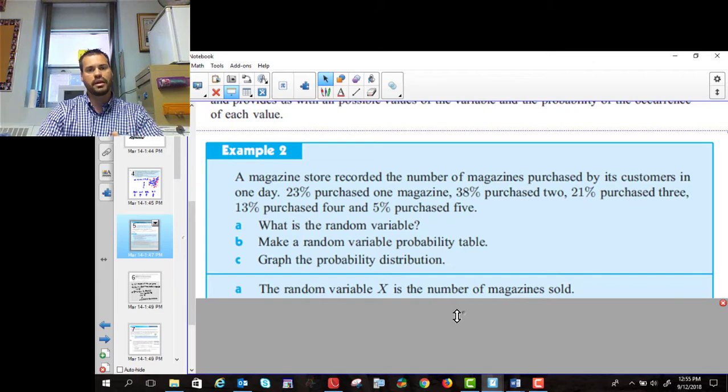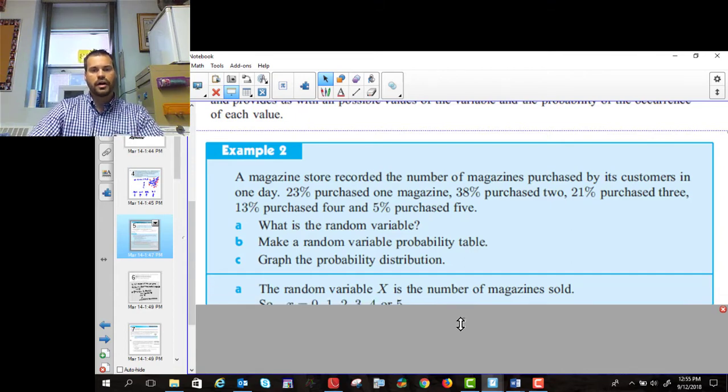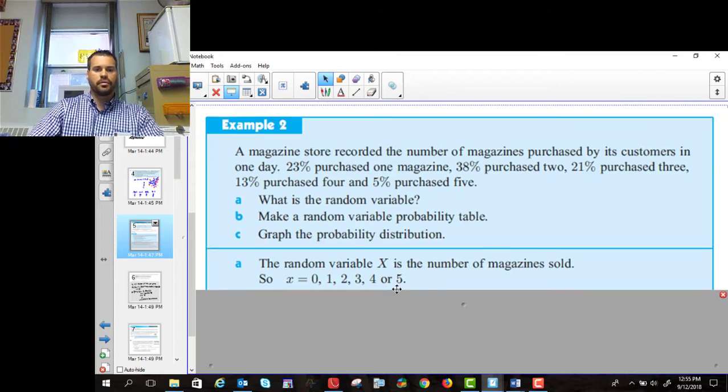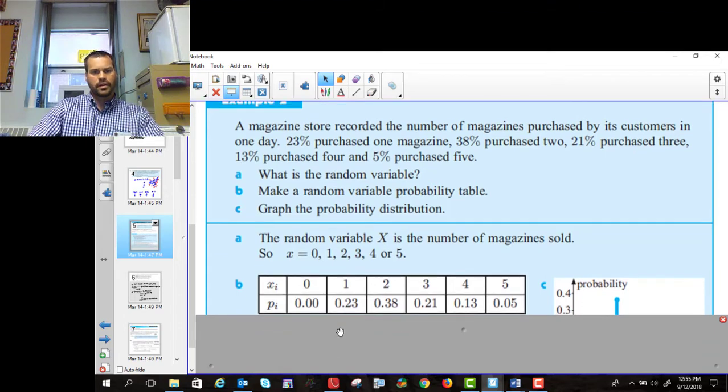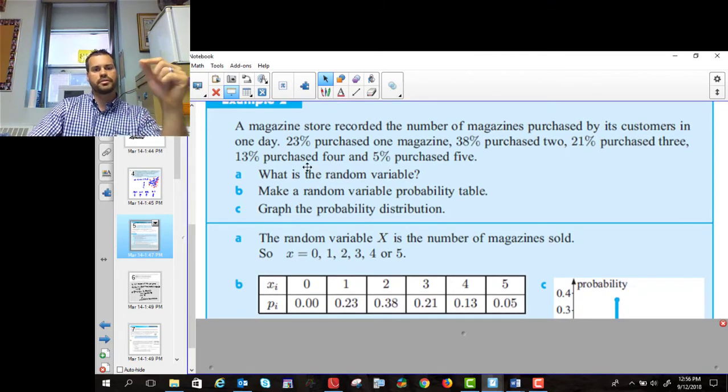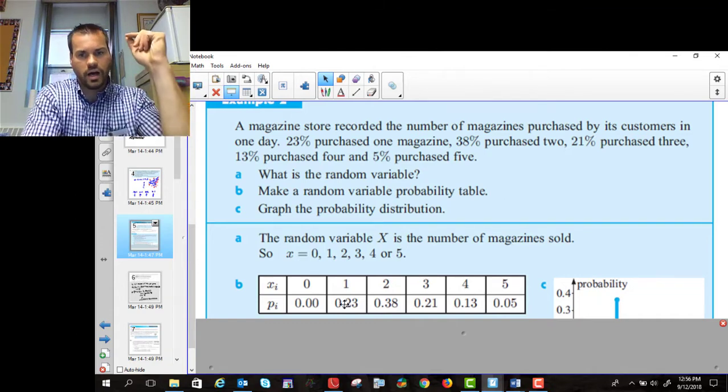So 23 and 38, that's 61, then 21 more makes 82, and then 13 and 5. I was at 72 there, that's what, 85, that's 90, so I must have added that up wrong. Anyway, you understand what I'm saying. 23, 38, 21, 13, and 5 adds up to 100, not 90. I don't know where I got that from. It's okay. I'll be all right.